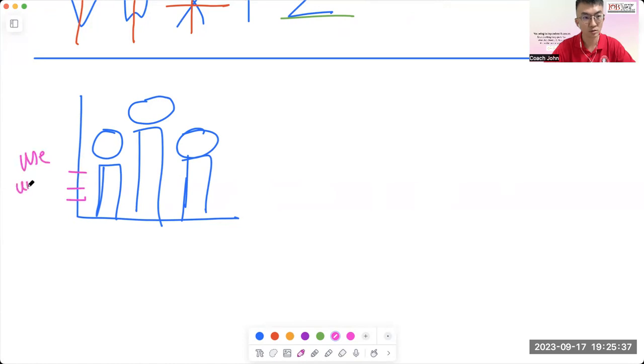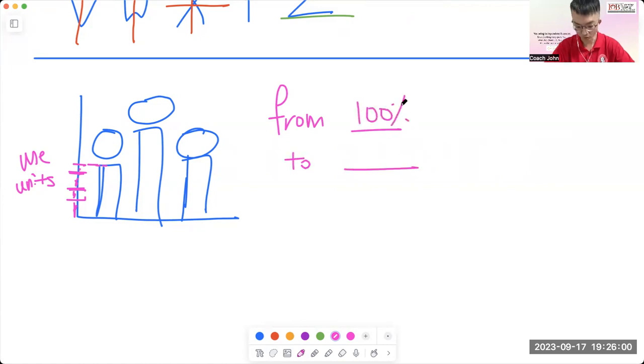Use units. So for example, let's say they only have lines. You count it as 1U, 2 units, 3U, 4U, and this is 4U. Learn this together with percentage because most of the time they will test you with percentage. And the base of reference will always be 100%.